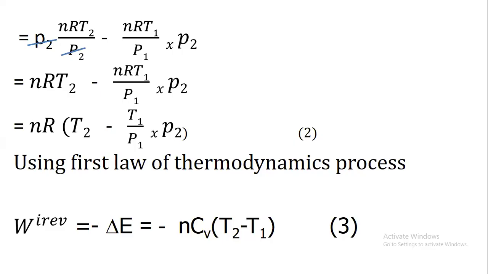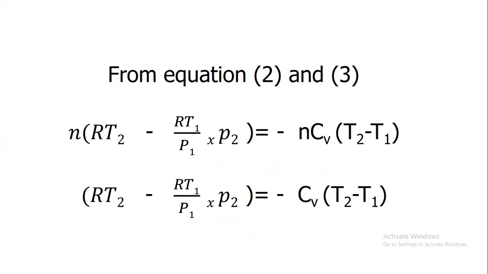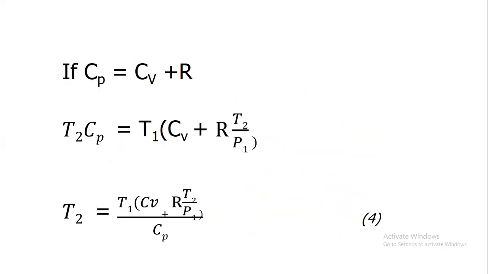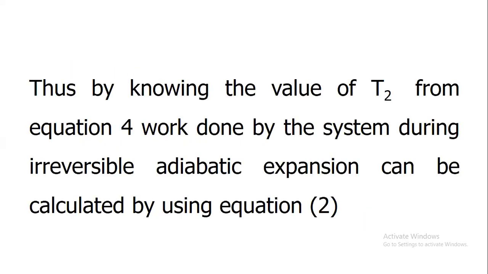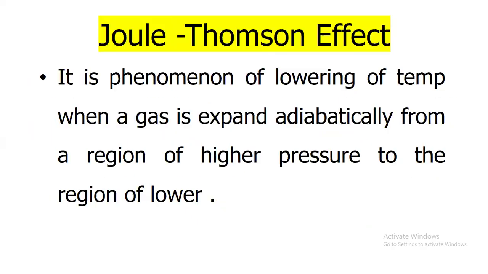Using the first law of thermodynamics, W irreversible equal to minus delta E equal to minus n Cv times T2 minus T1. From equations 2 and 3, nR is common, and solving we get T2 equal to T1 times Cv over Cp. Thus, by knowing the value of T2 from equation 4, the work done by the system during the irreversible adiabatic expansion can be calculated by using equation 2.